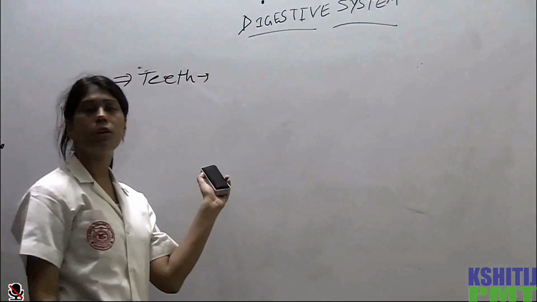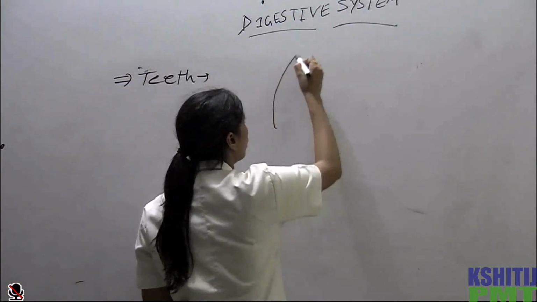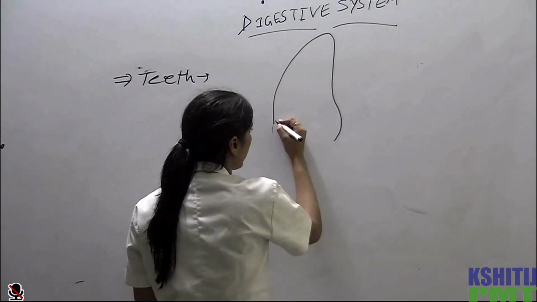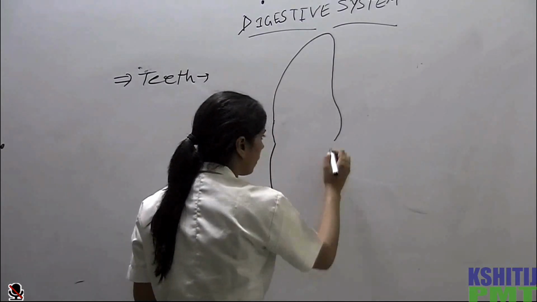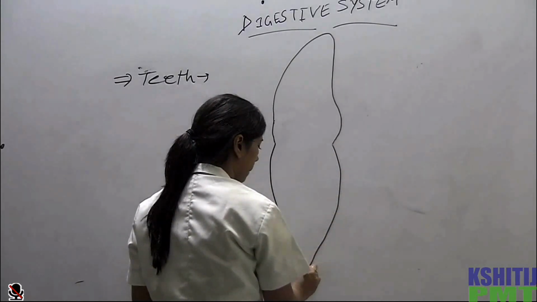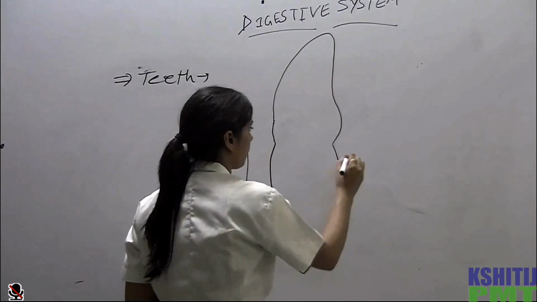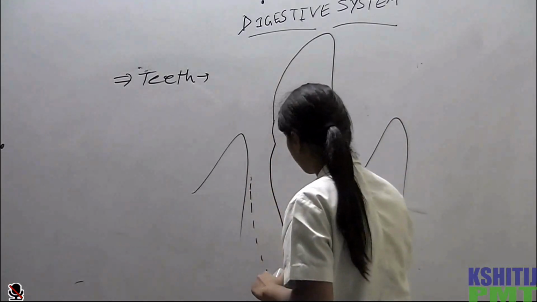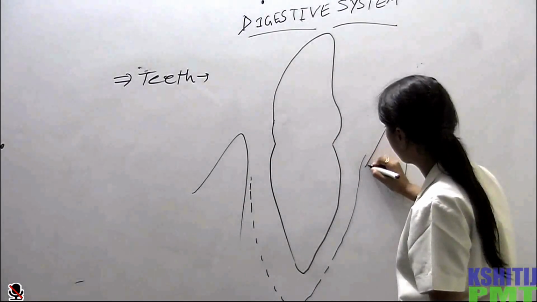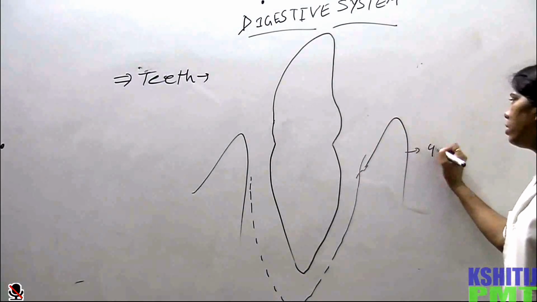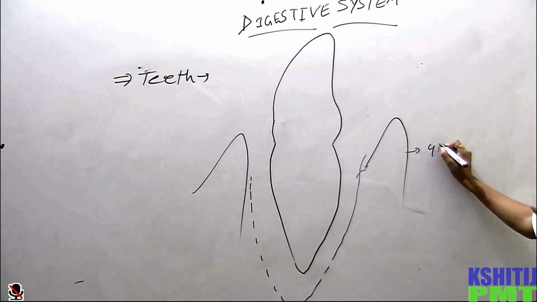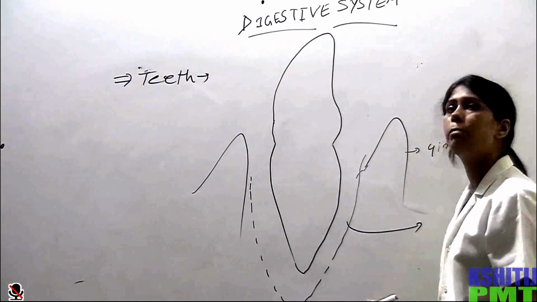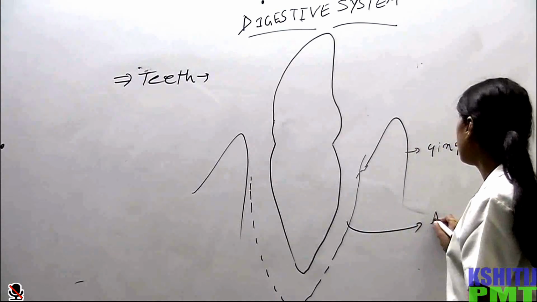So first of all, if you go for the teeth, the outer structure. So the teeth is something like this. This is your canine teeth. Okay, this is your gingiva. Gingiva means gums. Okay, then this is your alveolar socket, meaning that bony socket.